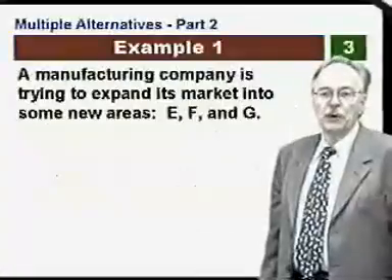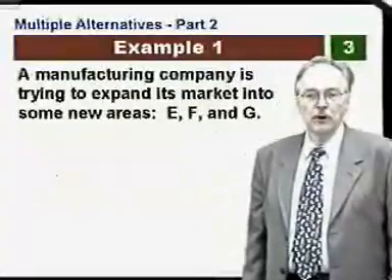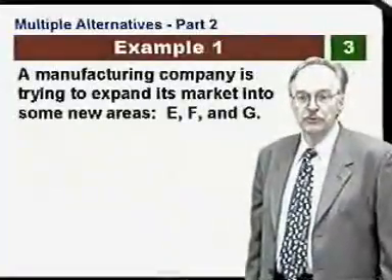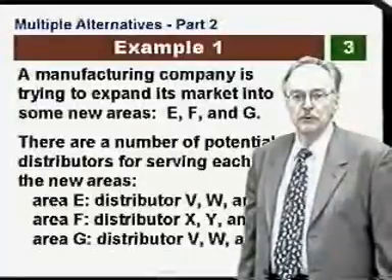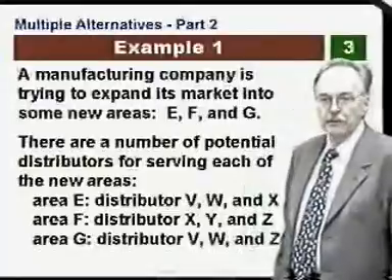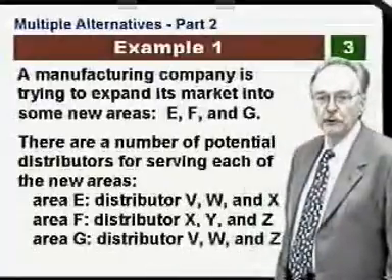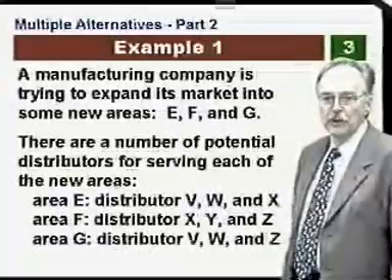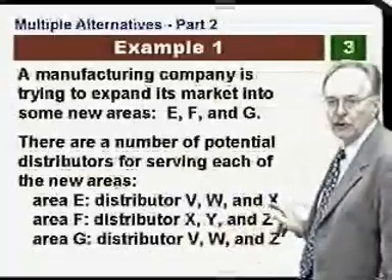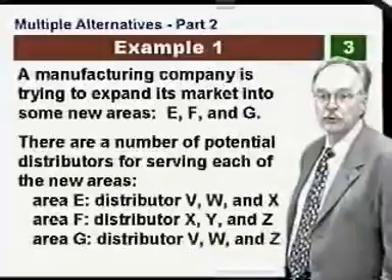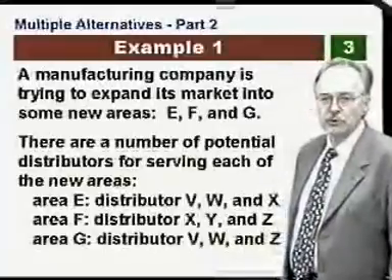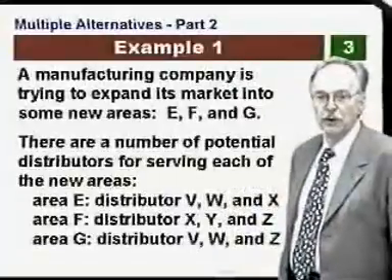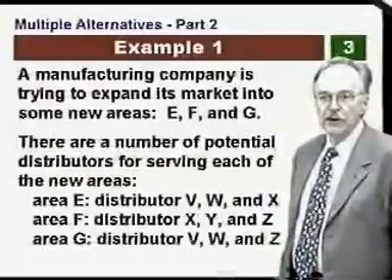Let's look at our example. We have a manufacturing company that is seeking to expand its market in some new areas. So we'll call these areas E, F, and G. And there are a number of potential distributors available for serving these areas. So here are the distributors listed by area. We've identified the distributors with the letters V, W, and X for area E, X, Y, and Z for F, V, W, and Z for area G. Of course, the X for area F is the same as the X for area E. The W is the same, and so forth. So here's the situation. We've got three areas and a number of potential distributors. The company wants to figure out what's the best way to negotiate with each of these distributors to maximize its sales revenue.